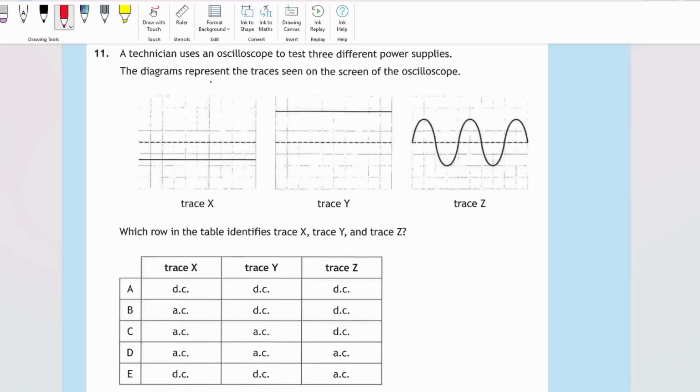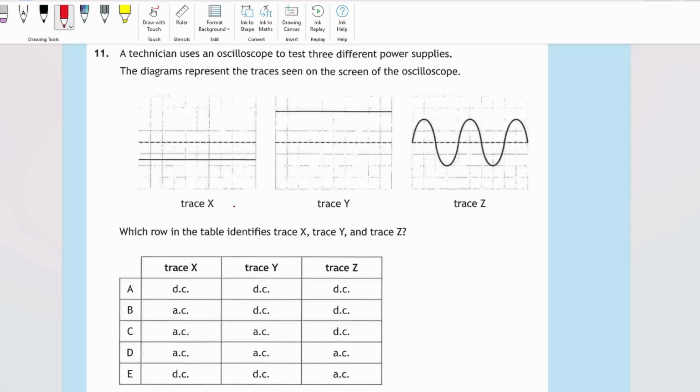Question 11 says a technician uses an oscilloscope to test three different power supplies. The diagrams represent the traces seen on the screen of the oscilloscope, and we have to identify the row in the table which identifies trace X, Y, and Z. So here we should know that we have two types of current flow, direct current and alternating current. Direct current is when the electrons flow in one direction, and alternating current is when the electrons continuously change direction to and fro. So in trace X, the line does not move between these two sides, so it does not go up and down like this pattern over here. So it means it only moves in one direction.